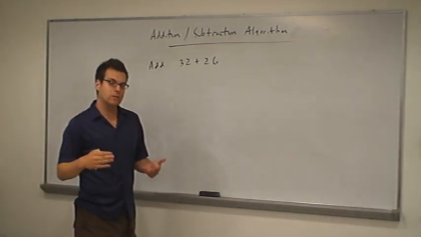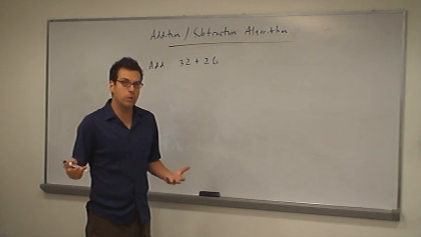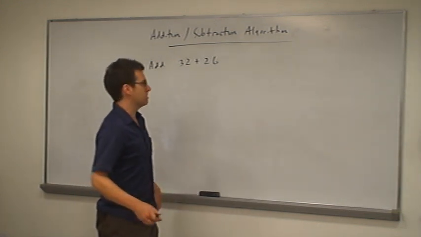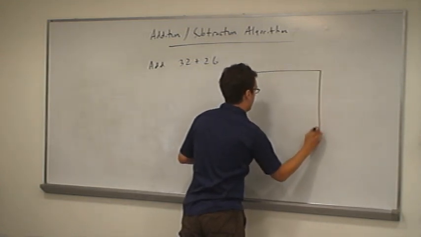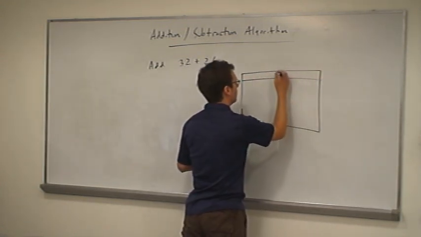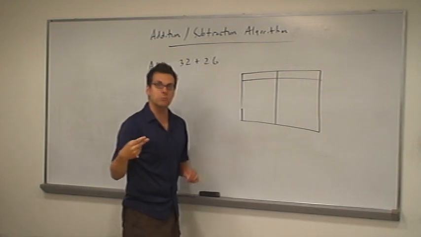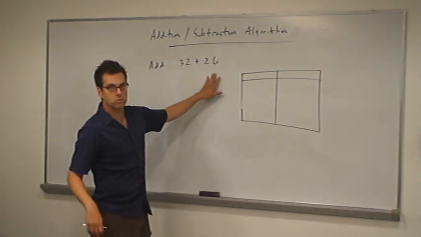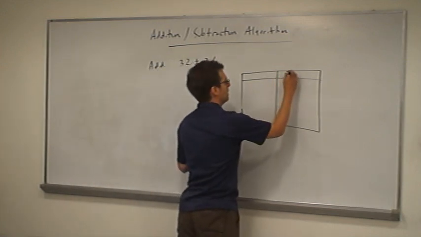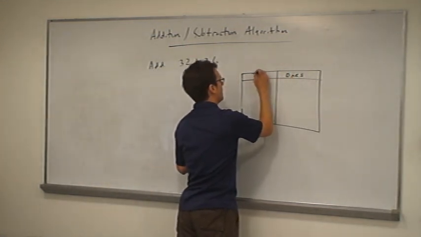Let's see how this would happen on a chip model. What would we do on a chip model to add these two numbers together? We recall what a chip model looks like. It's simply a rectangular model that is going to have columns for each place value denomination. And in this case, we're simply adding 32 and 26, so we only need 2 denominations. We need the ones place and the tens place.